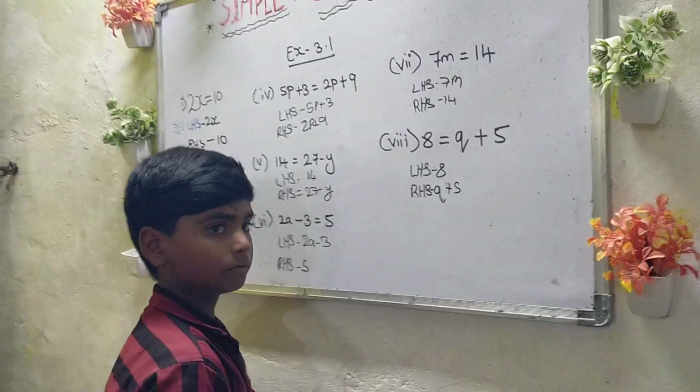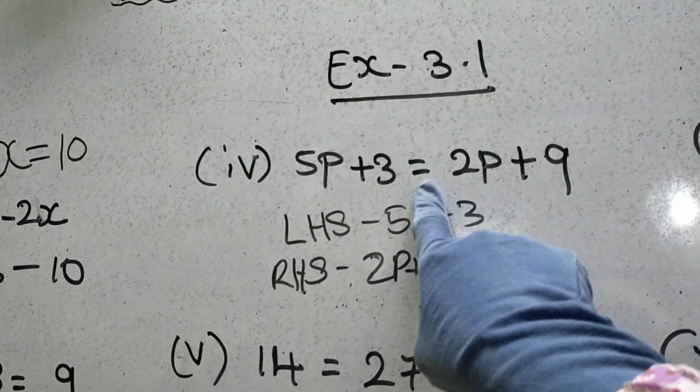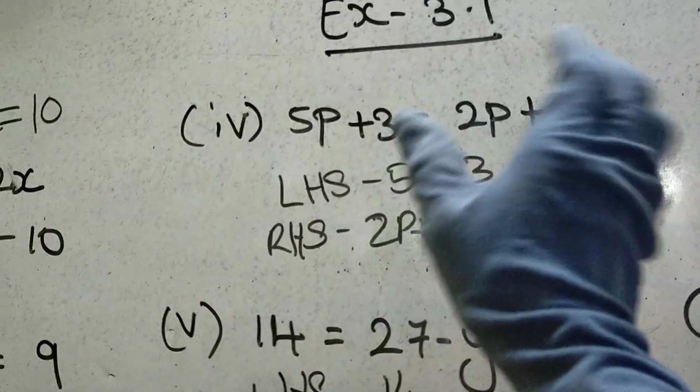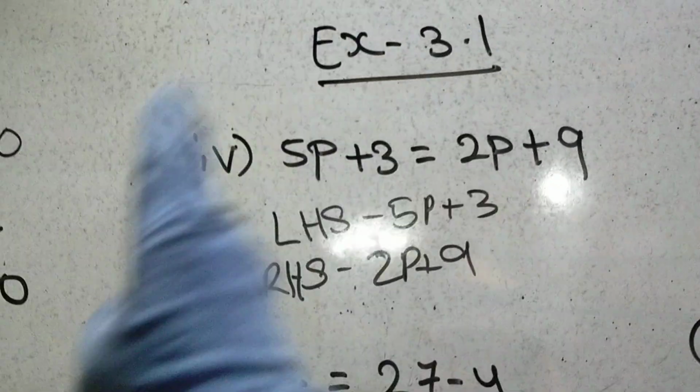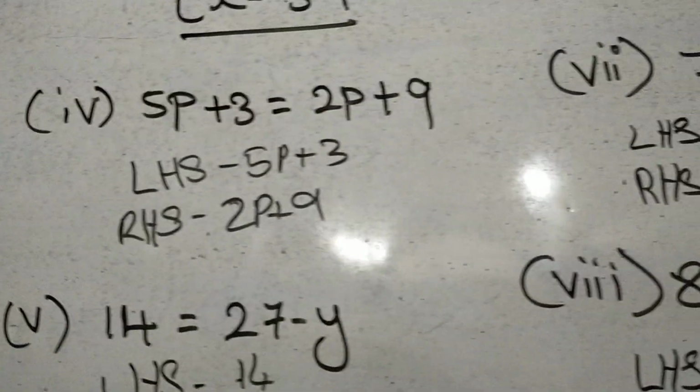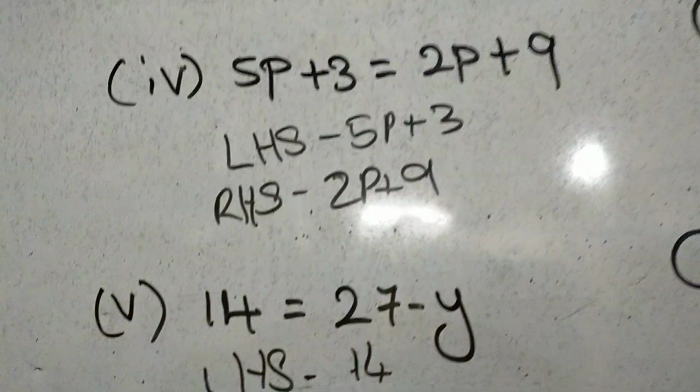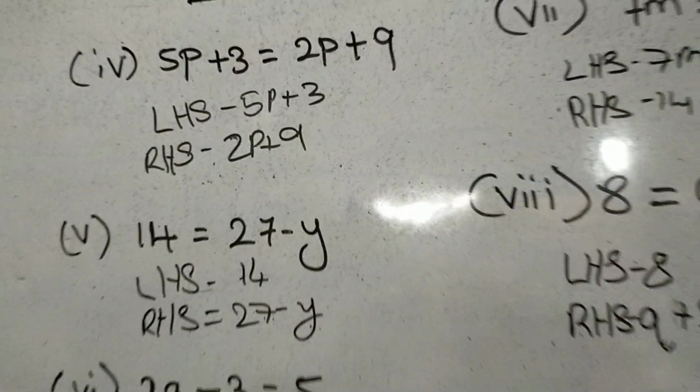Plus 5. Very good. Keep it up, Siddharth. Understood now? Okay. So you have to see the equal to sign in the center. The part of the expression which is on the right is RHS, and which is on the left is LHS. Very simple, right? There are two expressions on either side of the equal to sign. This is how you have to do.